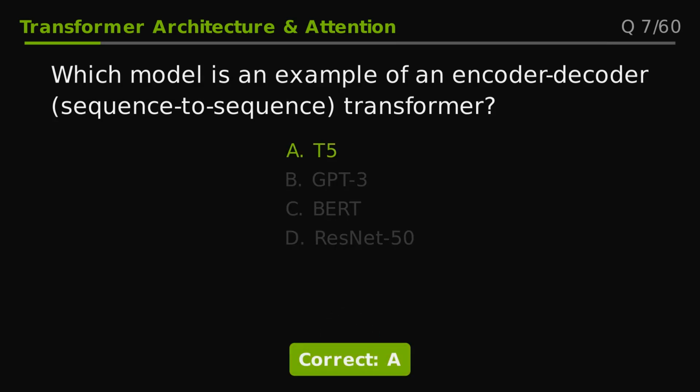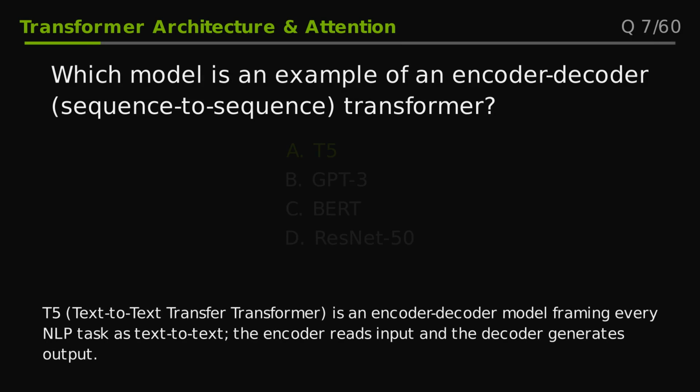The correct answer is A. T5, the text-to-text transfer transformer, is an encoder-decoder model framing every task as text-to-text. The encoder reads input and the decoder generates output.